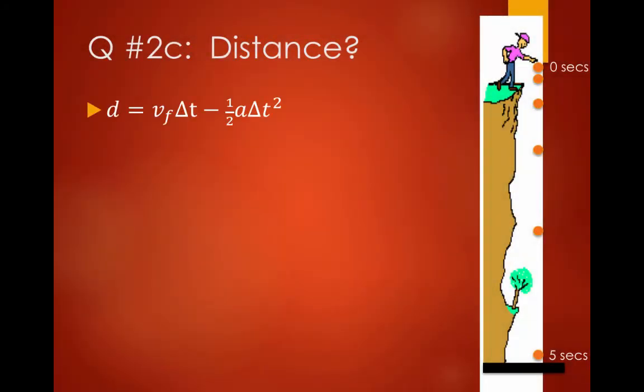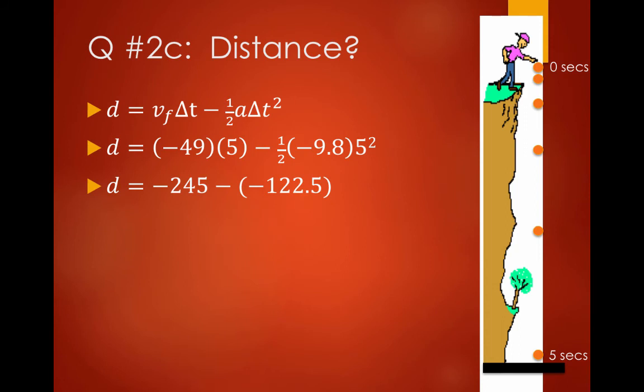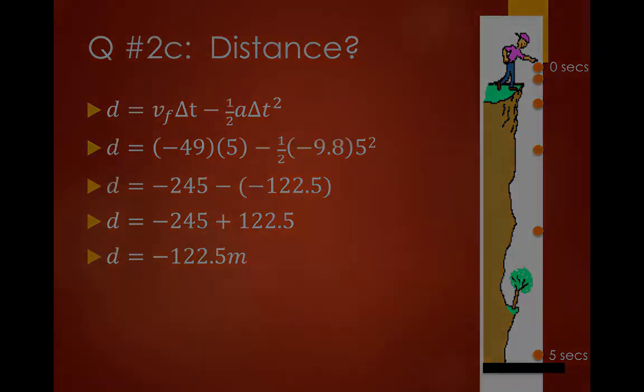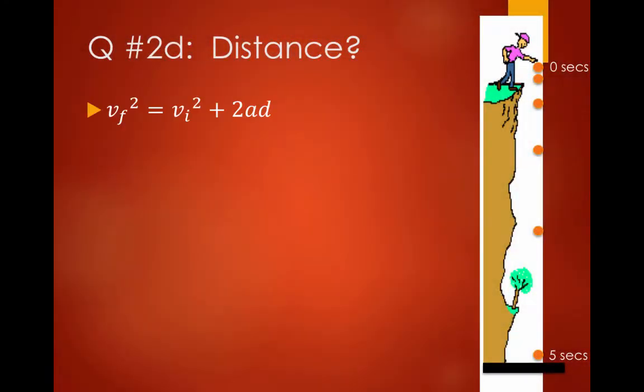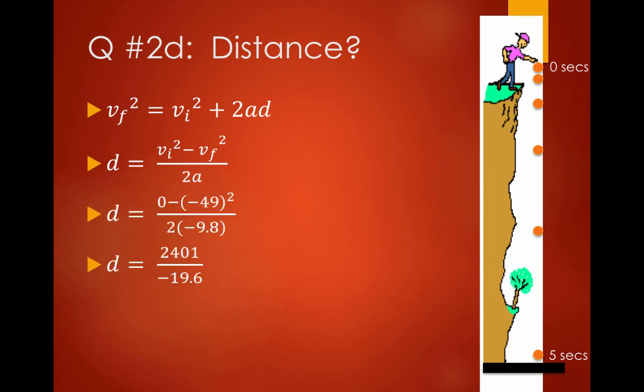Using formula 3, D equals VFT minus 1/2 AT squared, sub in our values, and we get D equals negative 245 minus negative 122.5, which is a double negative. It simplifies to negative 245 plus 122.5. D equals negative 122.5 meters as well. Finally, equation number 4. VF squared equals VI squared plus 2AD. We'll manipulate the equation so that D equals VI squared minus VF squared over 2A. Sub our values in, and we get D equals 2401 divided by negative 19.6. D equals negative 122.5 again.